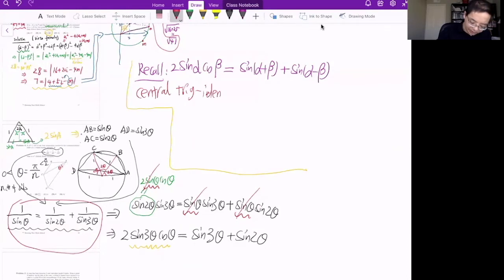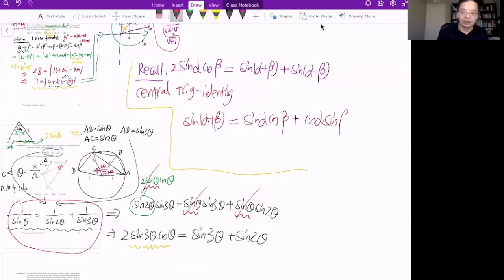Is this sine alpha plus beta equals sine alpha times cosine beta plus cosine alpha times sine beta? Just memorize this. All the others can be deduced from here. Because if you change this to alpha minus beta, so you just change this to minus beta, and then it's okay.